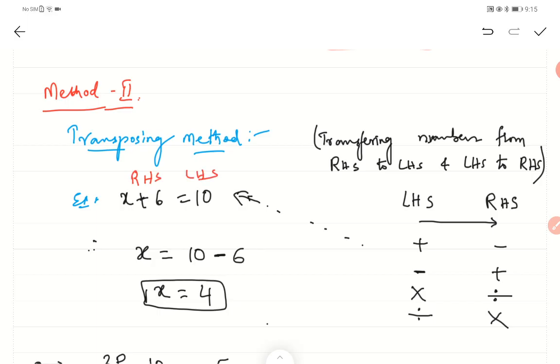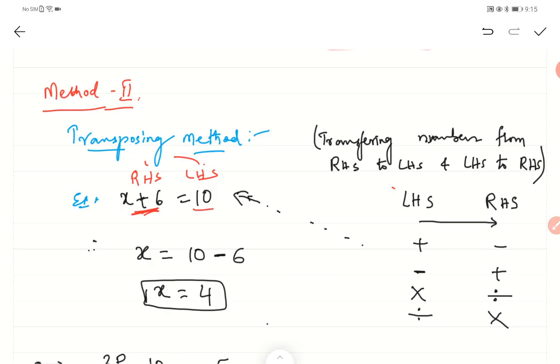In the previous method we tried to remove the numbers on the right hand side by adding, dividing, subtracting, or multiplying the numbers on both sides, isn't it? In this method, what we are going to do is just transfer the numbers from the right hand side to the left hand side and from the left hand side to the right hand side.